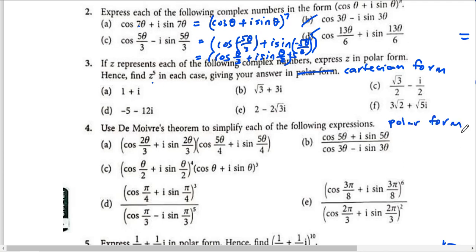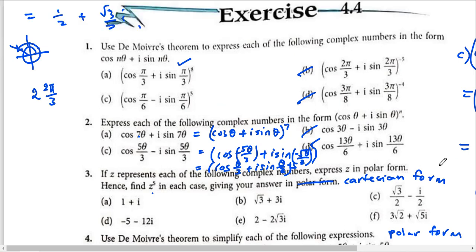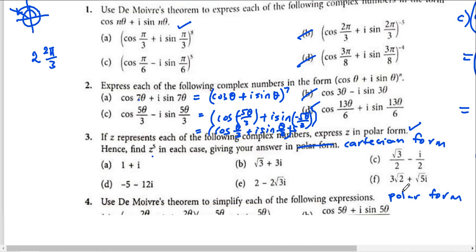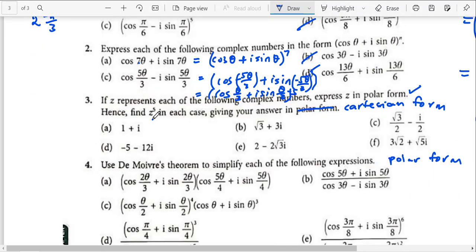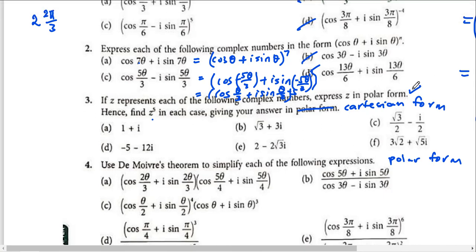Then number 5. Number 3. 4.4 number 3. Okay, the first part is polar form. Then they ask you to express in polar form. Second step, give your answer in Cartesian form. That is for z to a power of 5. So the first part, you express in polar form, the one that hasn't been raised to a power.